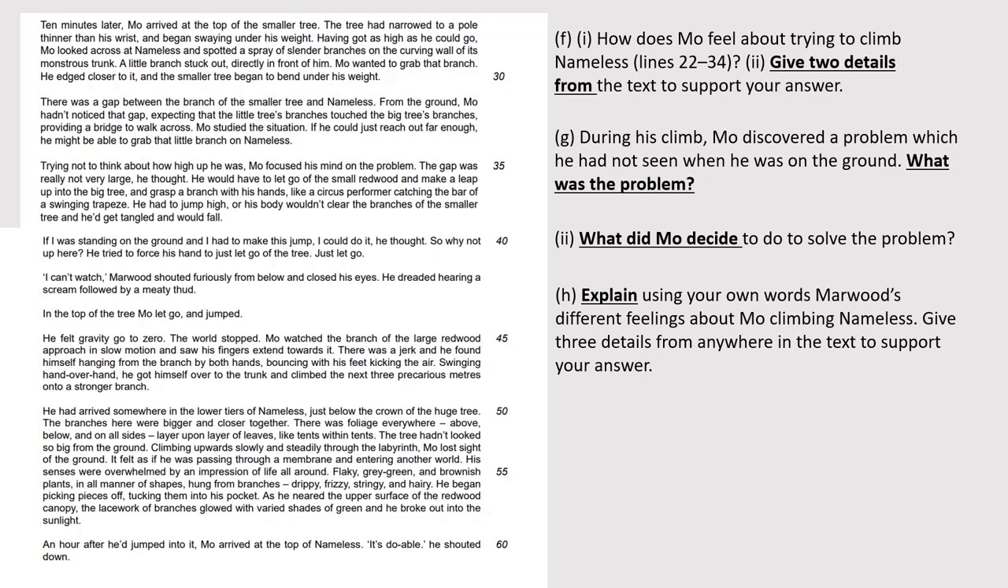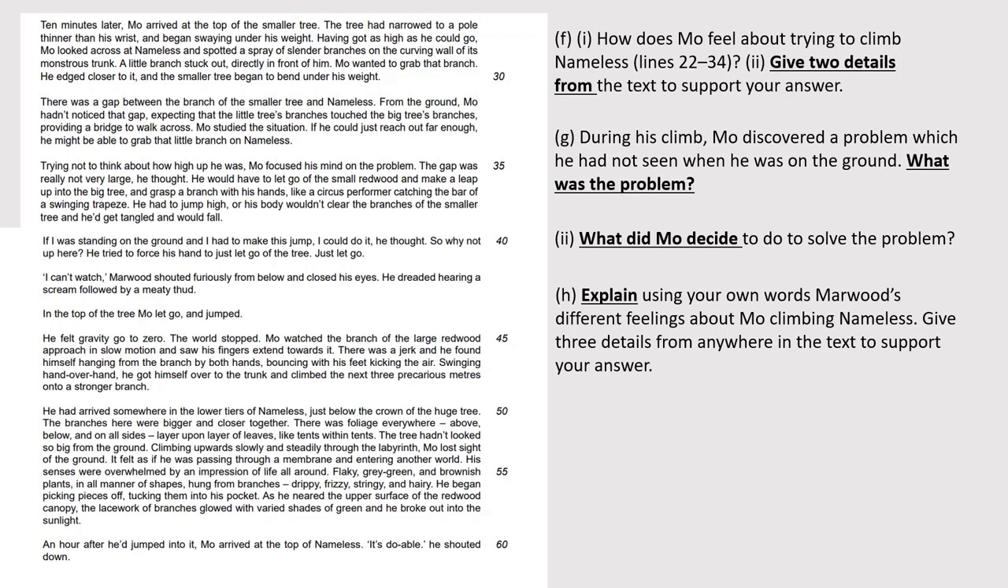Let's read this part, shall we? Mo arrived at the top of the smaller tree. The tree had narrowed to a pole thinner than his wrist and began swaying under his weight. Having got as high as he could go, Mo looked across at Nameless and spotted a spray of slender branches on the curving wall of its monstrous trunk. A little branch stuck out directly in front of him. Mo wanted to grab that branch. He edged closer to it, and the smaller tree began to bend under his weight.